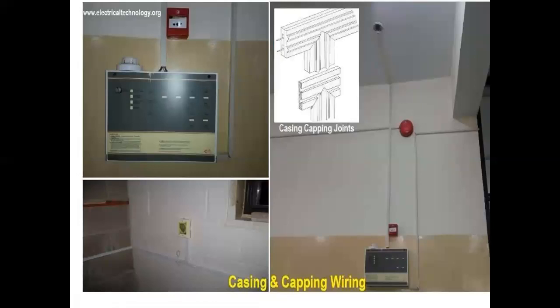But nowadays we are using the PVC casing capping. You might have seen this in the college or in the house also. This is a PVC casing capping, which is nowadays used. Wooden is removed as a material; instead of wooden, we are using the PVC. Here also you can see the PVC casing capping system.